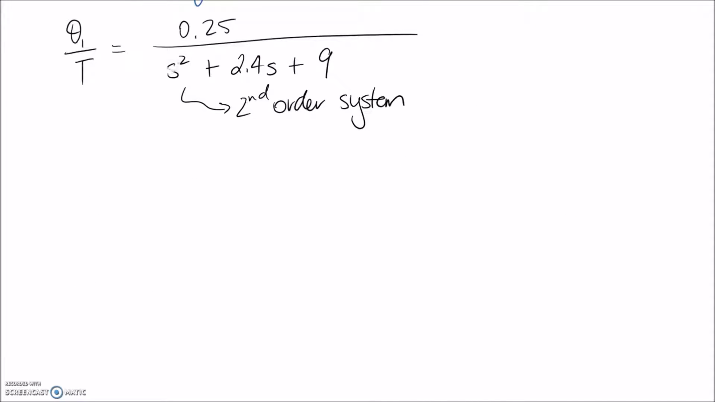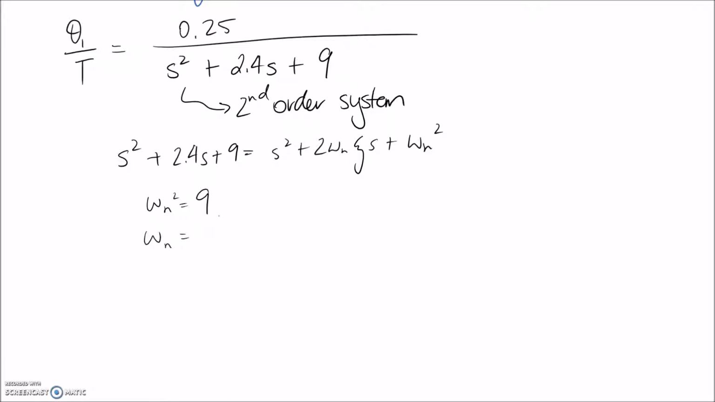So now we can pull out our characteristic equation, and equate it to the general form. For a second order system, it looks like this. Zeta is the damping ratio and omega n is the natural frequency. So we should be able to find both of those parameters. I'm going to start with omega n, which is equal to the constant. So omega n squared is equal to 9. So omega n is going to be the square root of 9, which is equal to 3 radians per second.